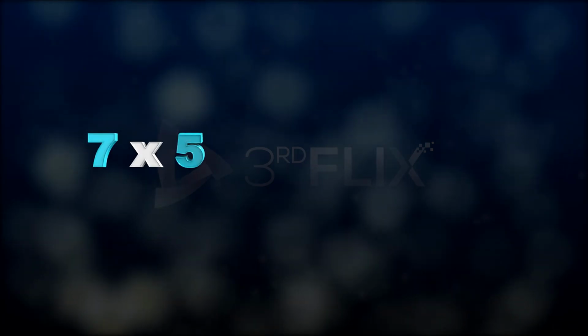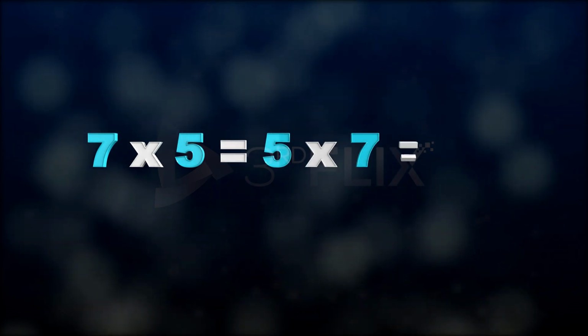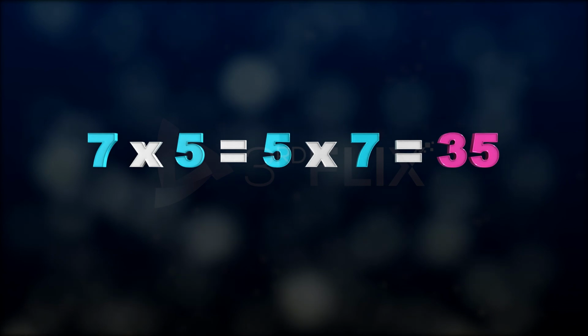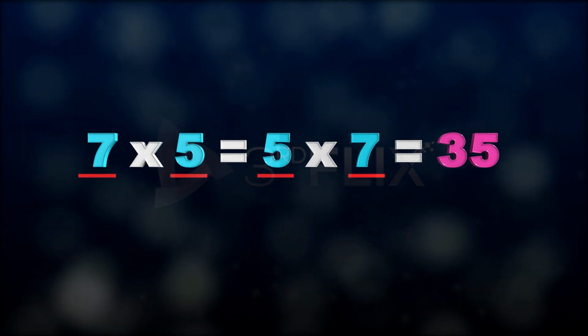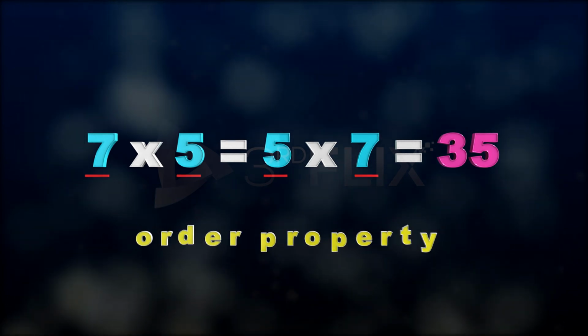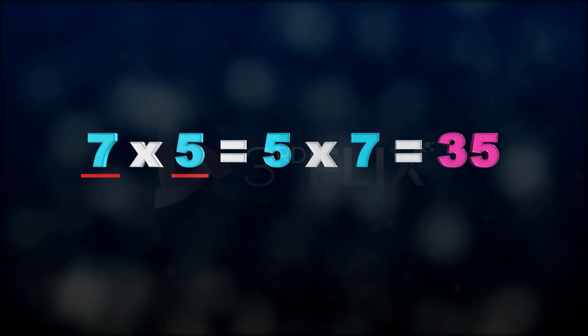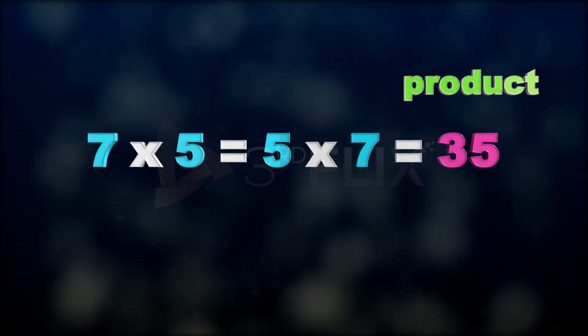7 into 5 is equal to 5 into 7 is equal to 35. Both sides have the same number of plants. This is called order property. 2 numbers can be multiplied in any order, but the product will remain the same.